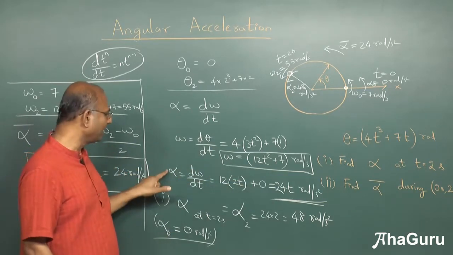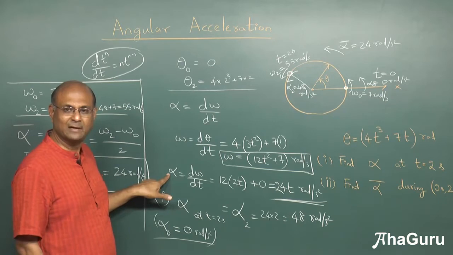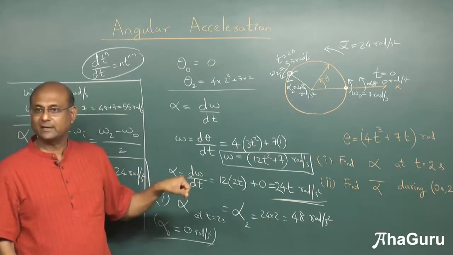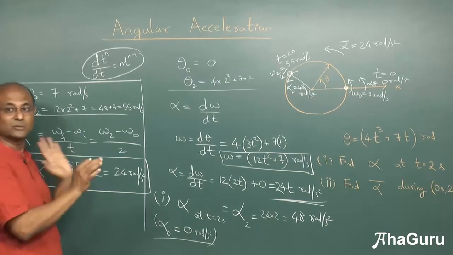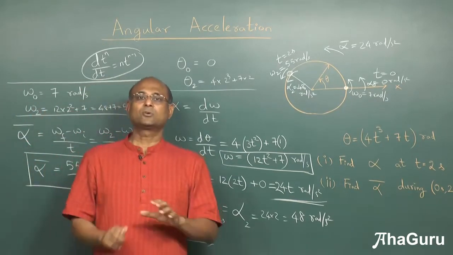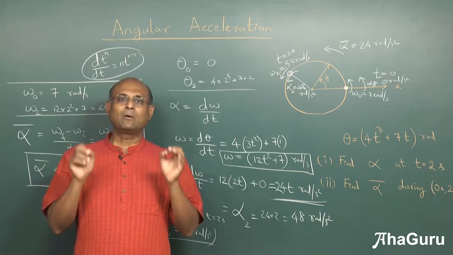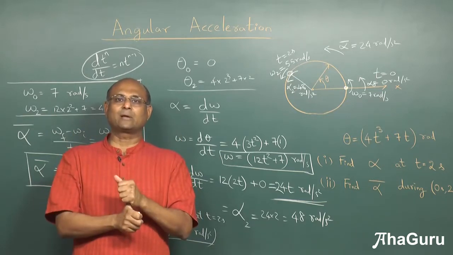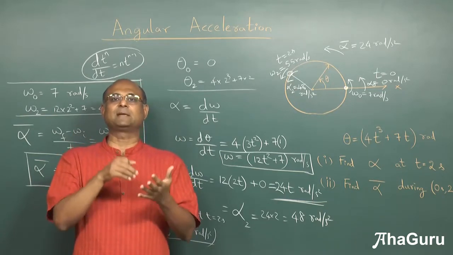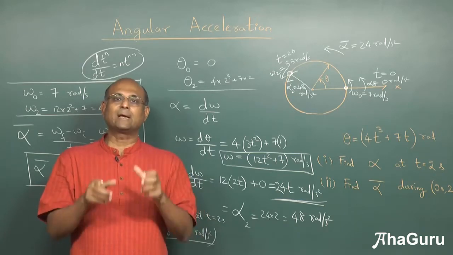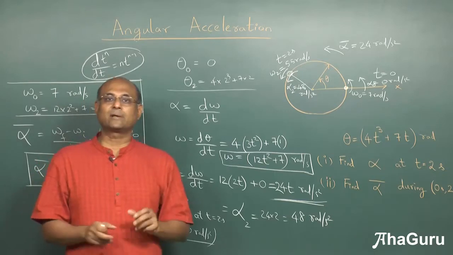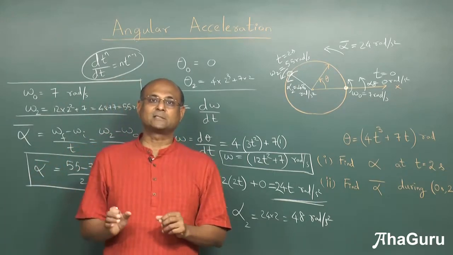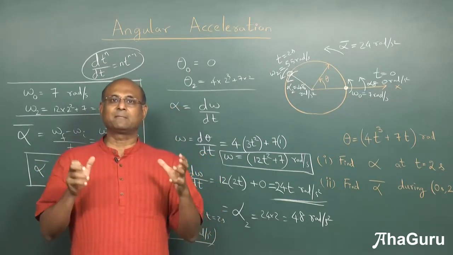But in general, how will I find instantaneous angular acceleration? By differentiating. How will I find average angular acceleration? By finding delta omega by delta t. So I hope that difference is clear. So very, very simple. We now know how to calculate angular acceleration if it is uniform. We know how to calculate angular acceleration if it is non-uniform. And we also know how to calculate average angular acceleration. So if we do a few questions, we'll get a good hang of this.